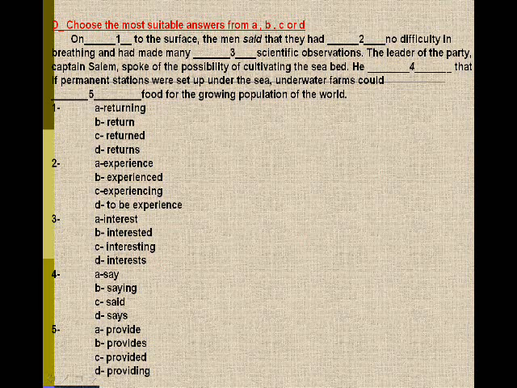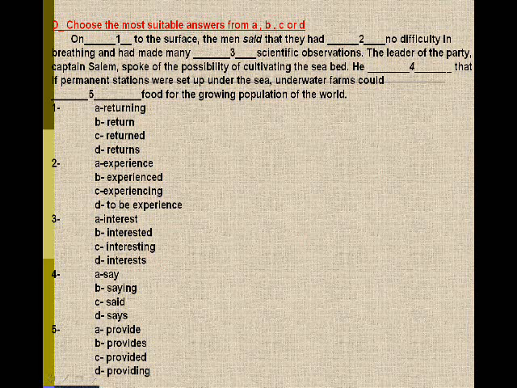Choose the most suitable answer from A, B, C, or D. "On to the surface, the men said that they had no difficulty in breathing and had made many scientific observations." This one full sentence has 3 spaces to fill in, okay? So let's look at number 1. On to the surface: A, returning, B, return, C, returned, D, returns.